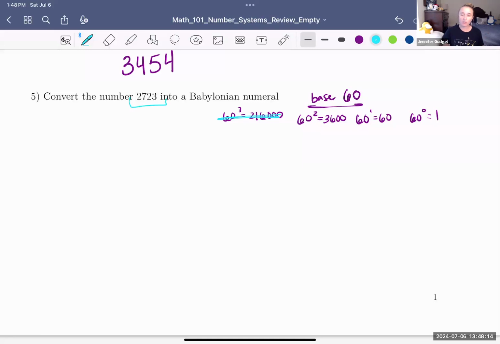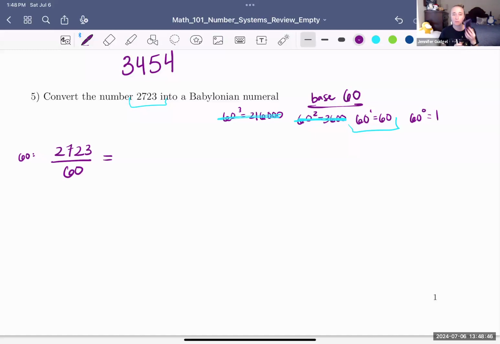I cannot take 216,000 out of 2,723. I can't even take 3,600 out of 2,723. So I have to start here. I have to start with my 60s. I'm going to take the whole value and I'm going to see how many groups of 60 I can pull out. Well, to see how many groups of 60 you can pull out, you divide by 60.